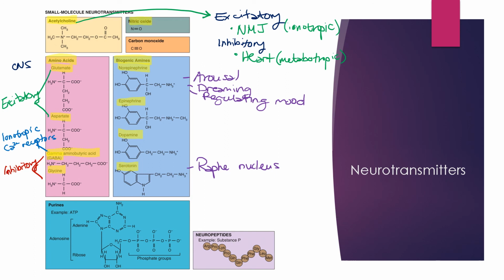You can see nitric oxide, carbon monoxide. These are also neurotransmitters, as well as purines and neuropeptides, though those are less important for our purposes.